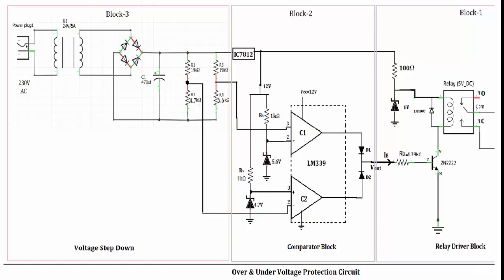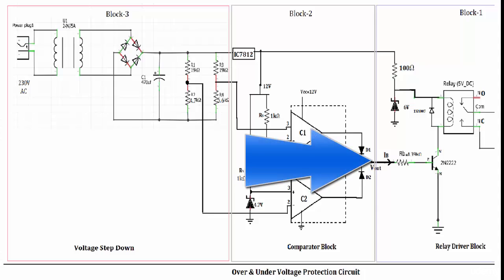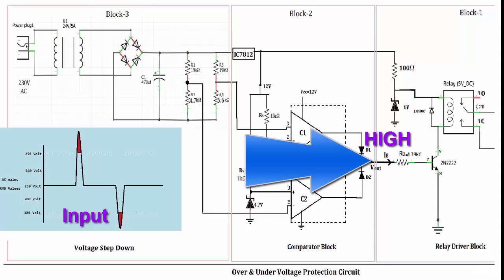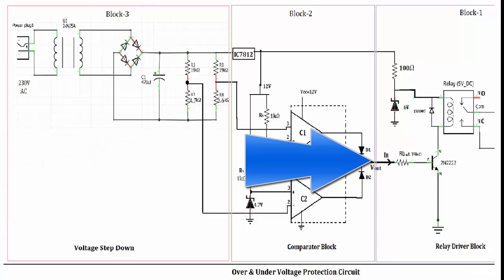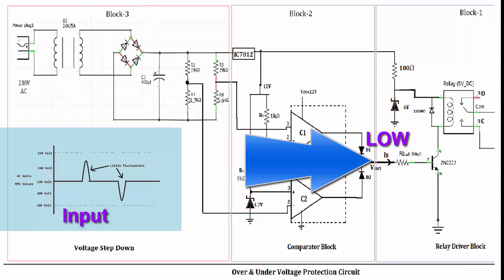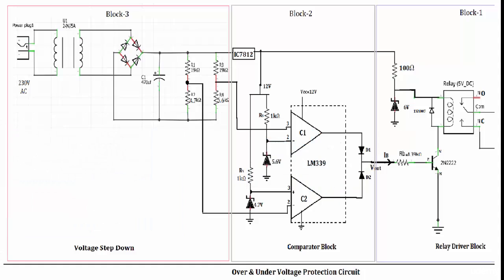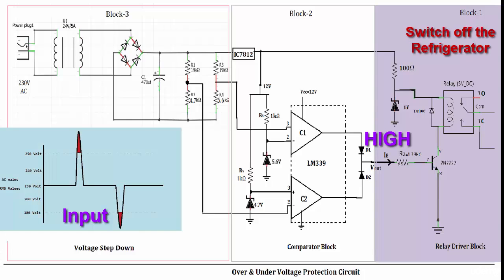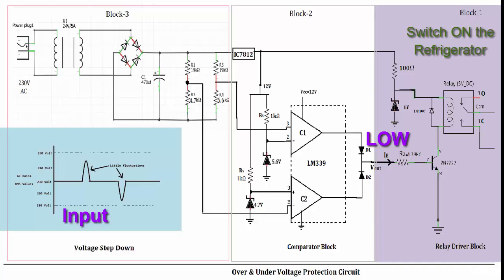Now after comparing the voltage, the comparison block generates a digital output which is high when the input is over or under voltage and low when the input is in the safe range. Based on this digital signal, the switching block controls the refrigerator circuit. If the digital signal is high, then it cuts off the refrigerator, and if it is low, then it switches the refrigerator on.